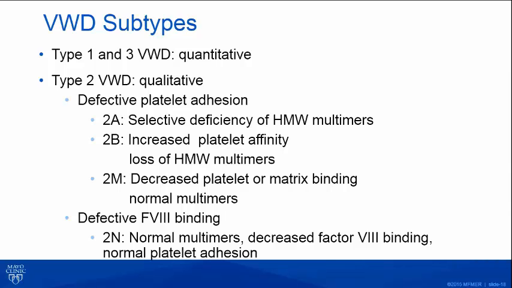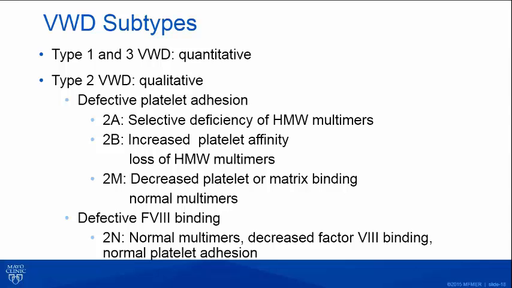So the von Willebrand factor in type 2B has increased affinity for platelets, so it will bind platelets, activate them, and cause consumption of both. So you will see loss of high molecular weight multimers as well as thrombocytopenia in those patients. Type 2M has a normal multimer pattern, however, there's decreased platelet or matrix binding capacity. For type 2N, Normandy von Willebrand disease, the defect exists in the Factor 8 binding site.